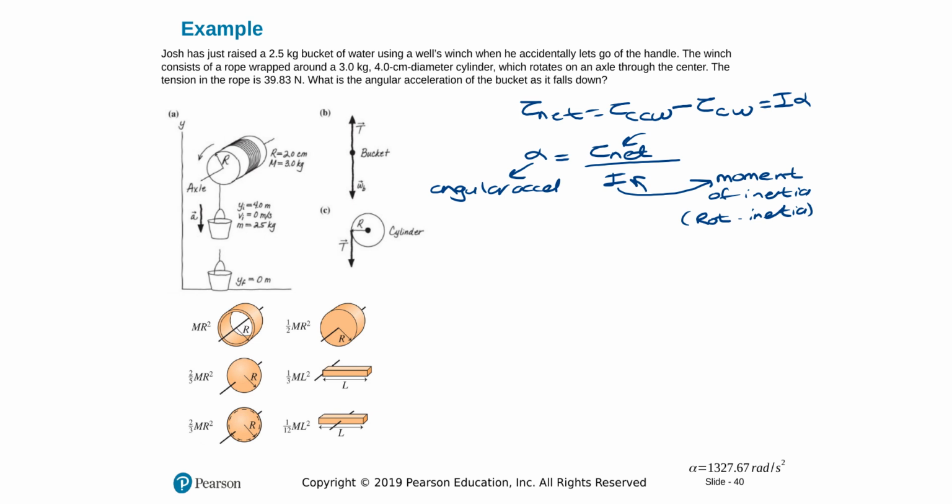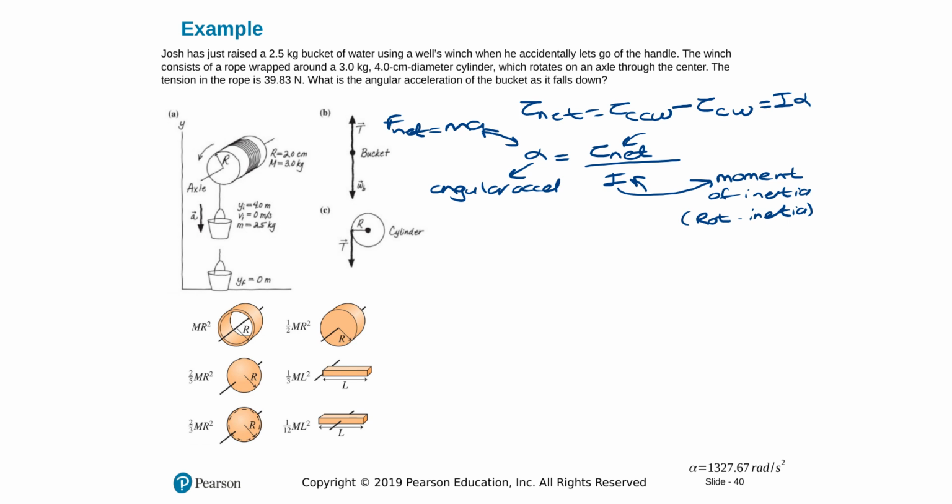This equation again looks like F net is equal to ma. Instead of a linear acceleration, we have now angular acceleration. Accelerations are related. Instead of a mass, now we have inertia.